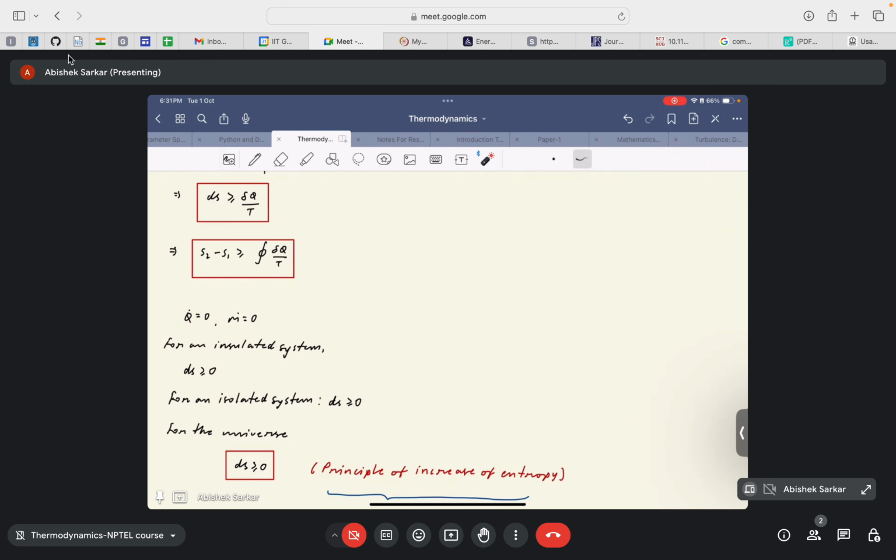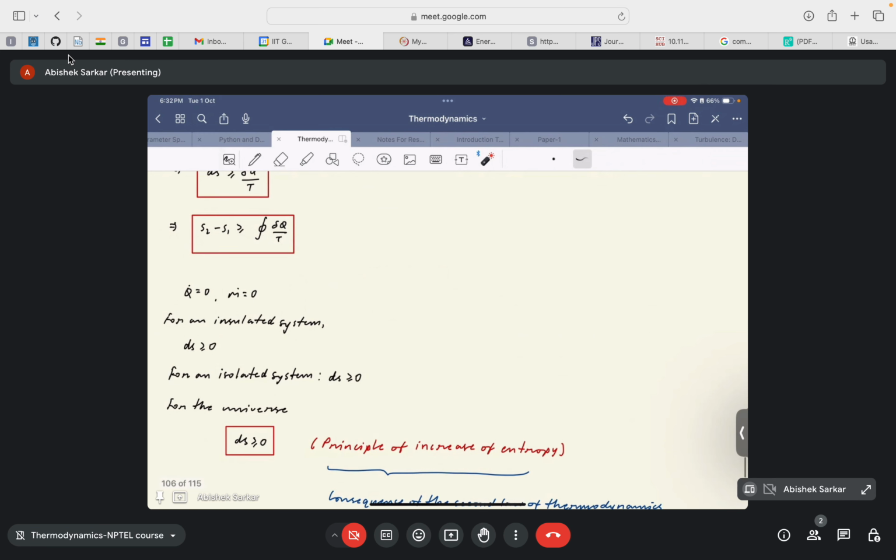So we will just write that the net change in the entropy for an insulated system would be greater than or equal to 0, because delta Q is 0 as it is an insulated system, right? There is no increase in the entropy because of the heat transfer. There can be increase in entropy. Why is it a greater than or equal to sign? Because there can be an increase in entropy because of the internal irreversibilities within the insulated system. So if we consider an insulated system, we will have the net change in entropy ds as greater than or equal to 0.